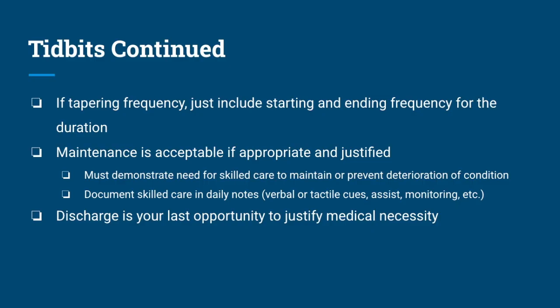And maintenance is actually acceptable if it's appropriate and justified. So you need to show that the patient does require skilled care to maintain or prevent deterioration of a condition, and that what you're doing is not something that a family member or an unskilled provider could perform as well. You want to make sure you document that skilled care is necessary in the daily notes. Again, you want to say if you provided verbal cues, tactile cues, if they required assistance for different activities or exercises, that they require monitoring for safety. All of that is going to help justify skilled need, even if it's just for maintenance.